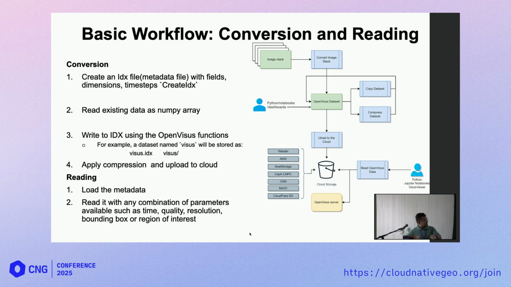Now once the data is there, you can first load the metadata using a very simple Python function and pass a combination of parameters like timestamp, quality, resolution, bounding box, region of interest, or anything that you want.